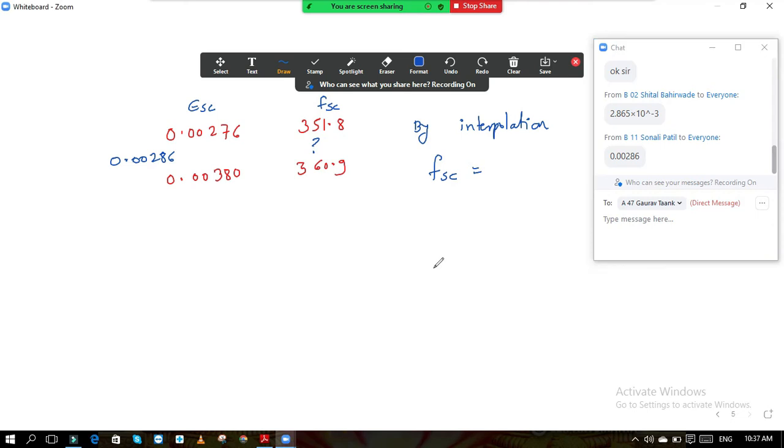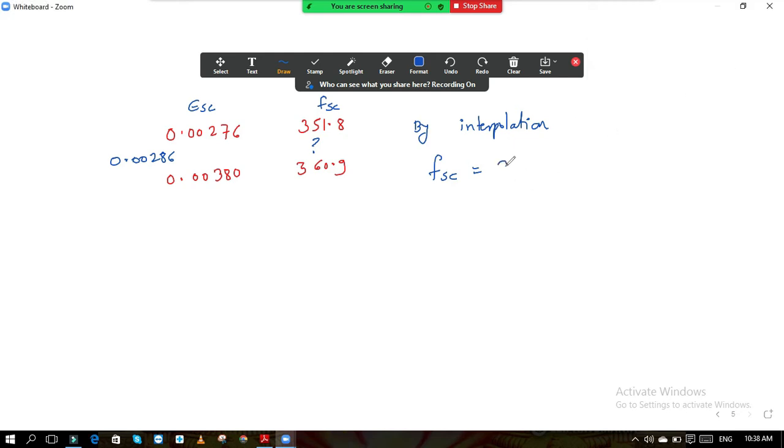For 0.00276 the value is 351.8. For 0.00380 the value is 360.9. We want the value in between these two, for 0.00286. So how much will the value be? Do the simple interpolation and let me know the answer fast. So this is the answer, 352.676 Newton per mm square. That is megapascal, Newton per mm square.